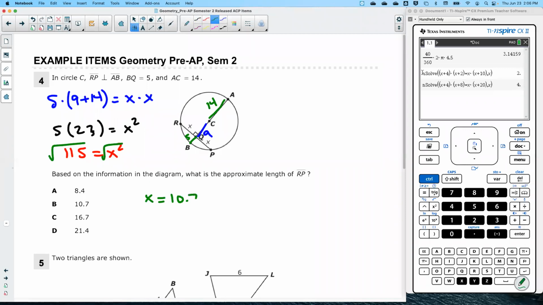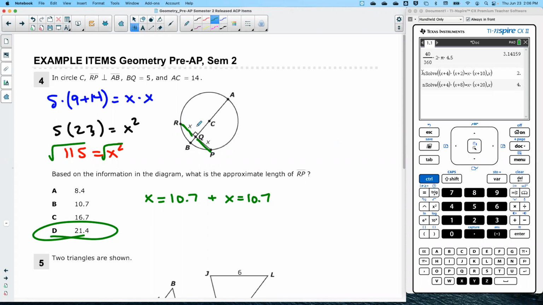Now let's make sure we don't make a stupid mistake. Based on the information in the diagram, what is the approximate length of RP? Is RP actually the x? No. RP is this x plus this x. So you need to add them. So 10.7 plus another x of 10.7. 21.4. That's tricky that they do that there. Okay. Well, it's good that we're doing this then. So you know that they might try to trick you like that. I said B. Any questions on that formula, how to apply it?